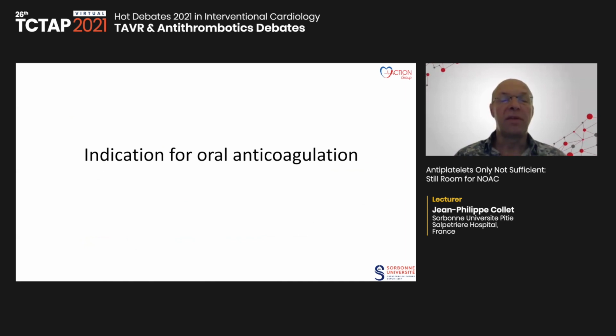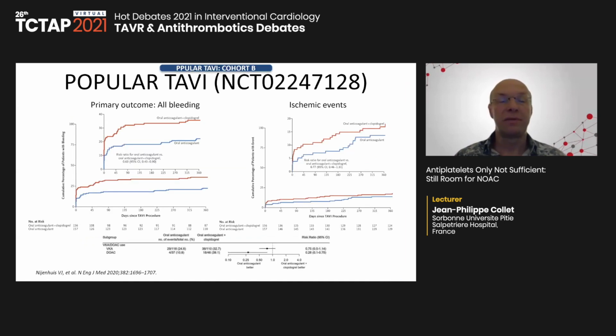Now, when there is no indication for oral anticoagulants, the evidence is that adding an antiplatelet agent on top of anticoagulation is associated with harm and is not needed. But if you look at this cohort of POPular TAVI, which is very interesting, only VKA patients should have been randomized, but a certain proportion of patients, 25%, were exposed to NOAC in this POPular TAVI cohort B patients.